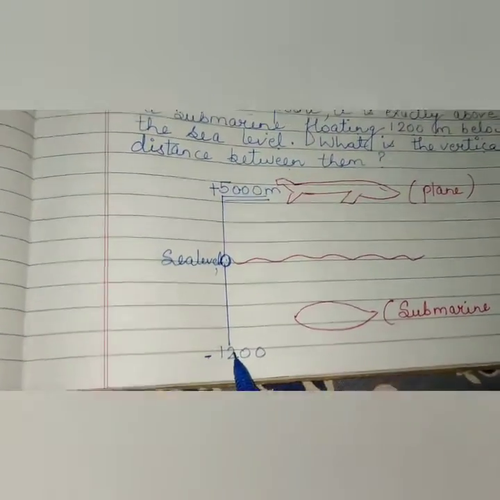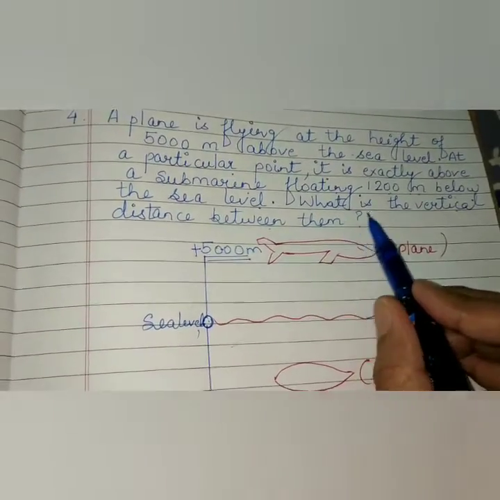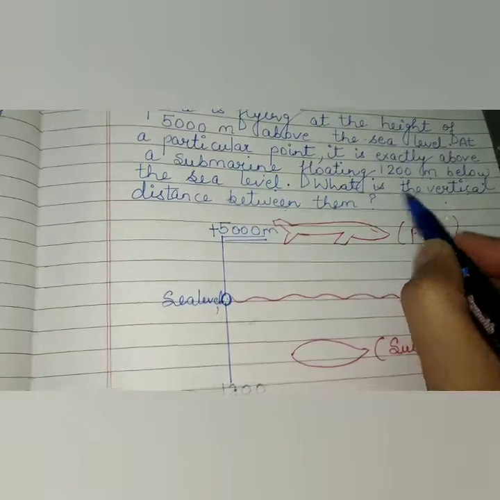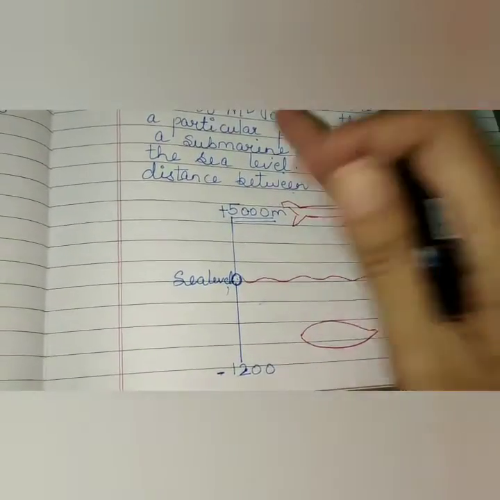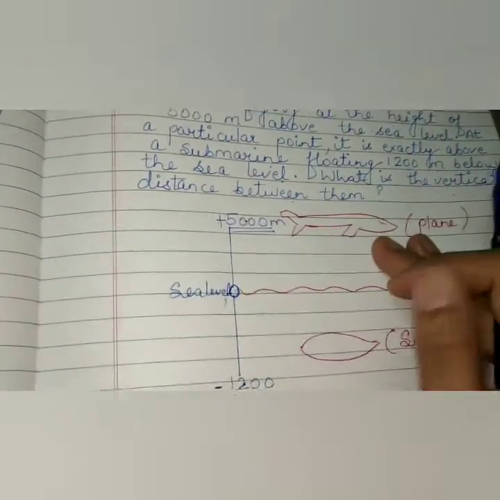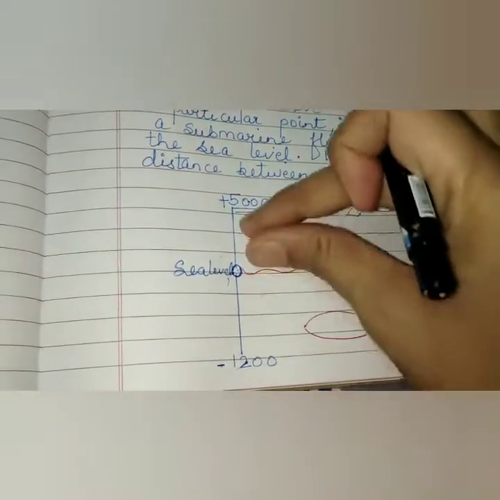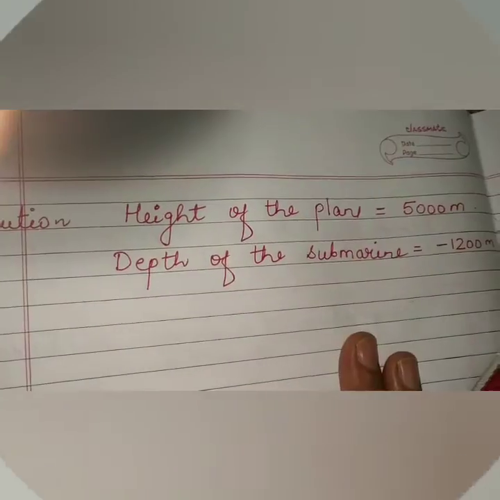in minus. Now what you have to find, what is the vertical, not this distance, what is the vertical distance between them. You have to find the distance between these two. So you have to find the distance from here to here, means in between. What is the distance you have to find out.